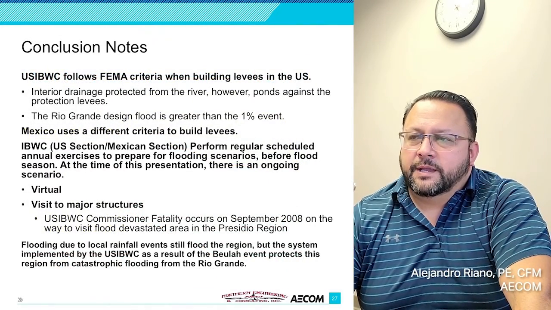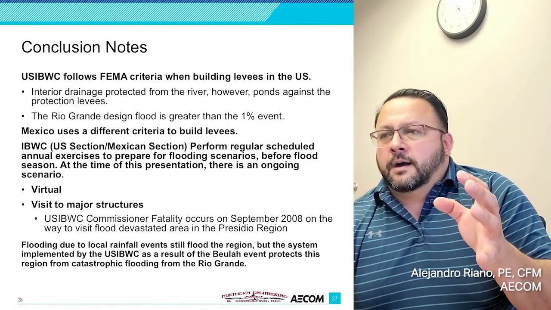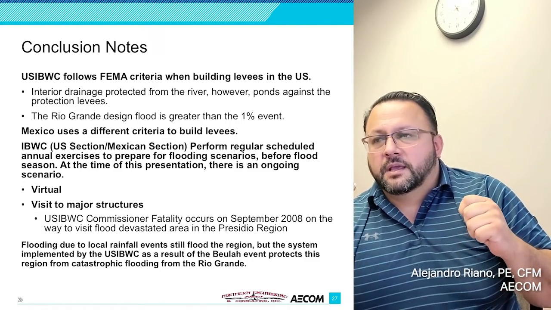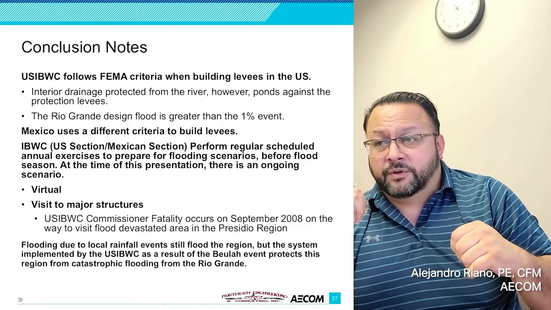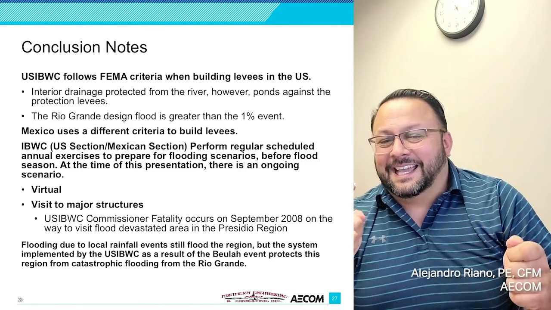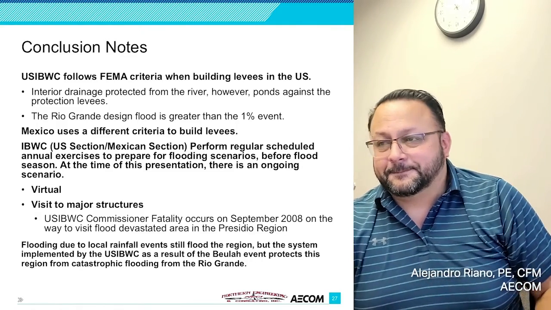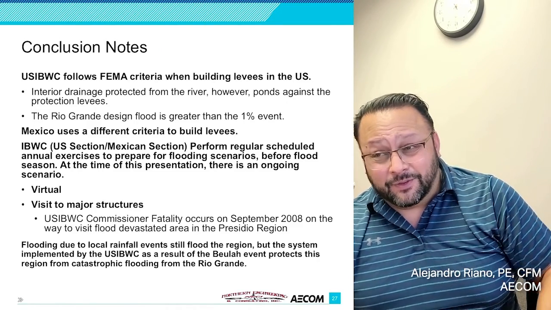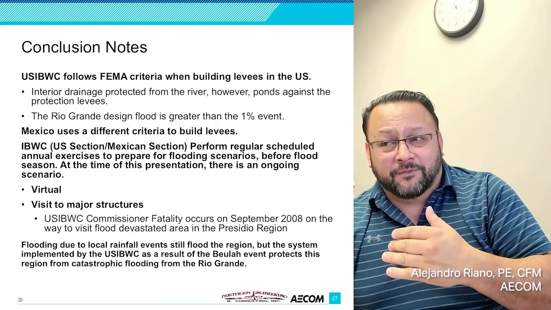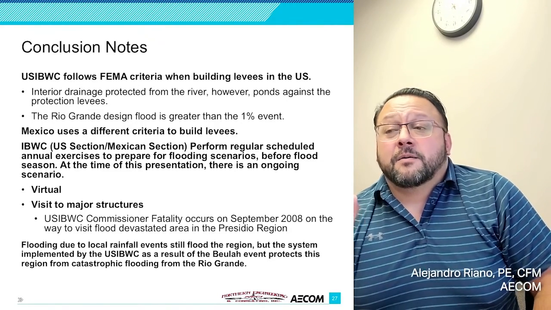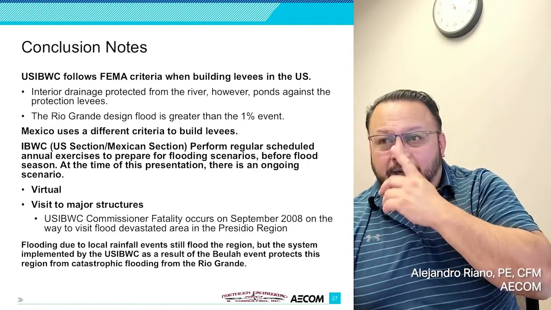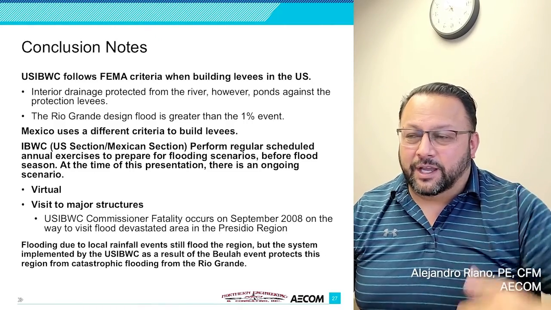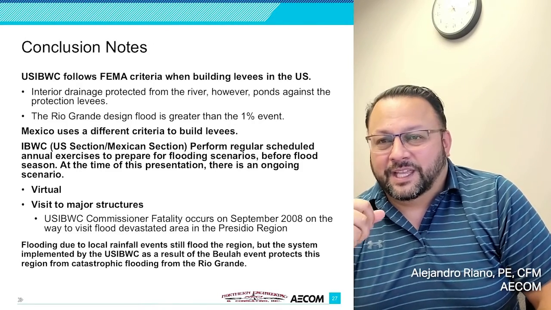To conclude, I would like to say that US IBWC follows the criteria established by FEMA in building levees in the US portion of the river, but the design flood is much greater than the 1% flood. This protects the region, the inland floodplain, from flooding from the Rio Grande, but in turn it sometimes creates problems along its locations, because interior drainage can go against the protection of the levees.